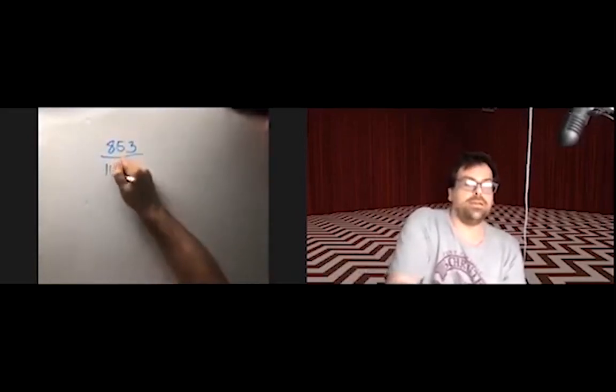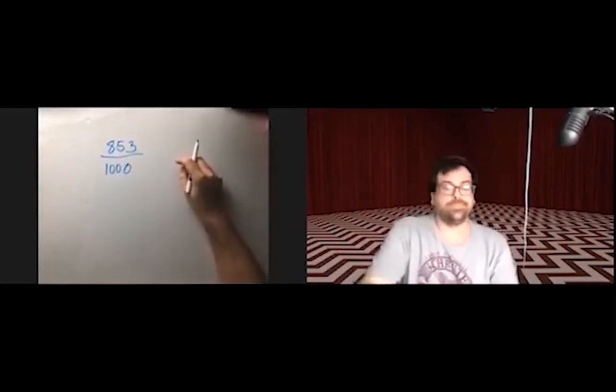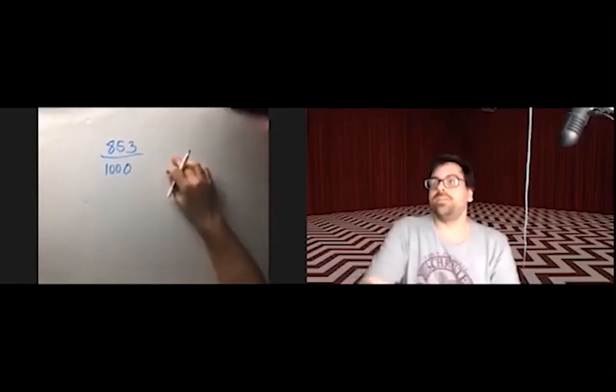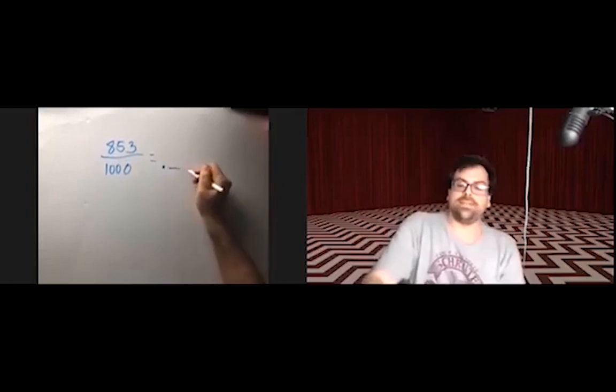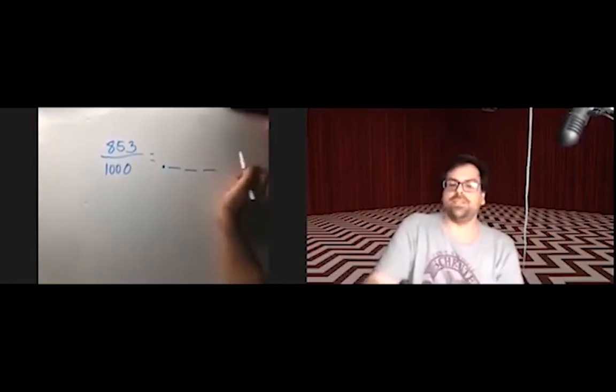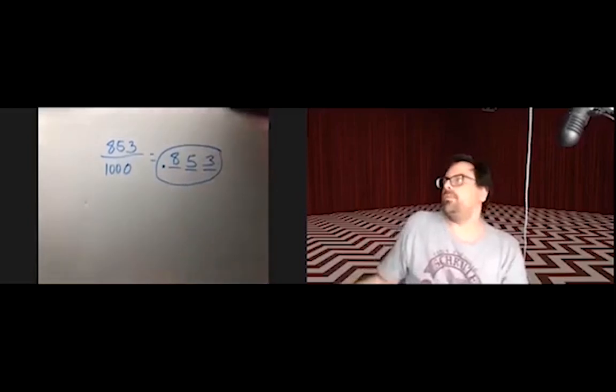853 thousandths. Hey, there's another one of those place values. Tenths, hundredths, thousandths. We write the number 853 so that it ends in the thousandths spot. 0.853.